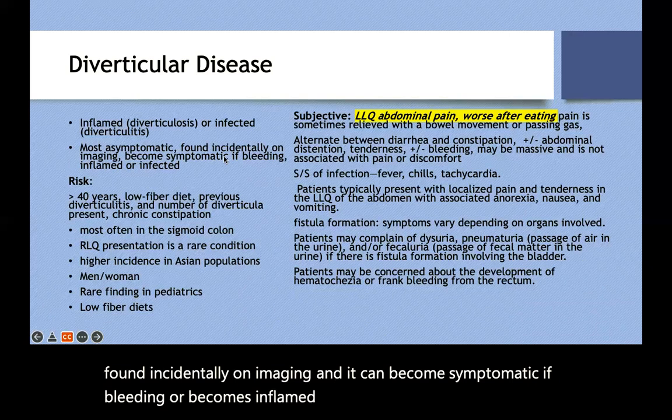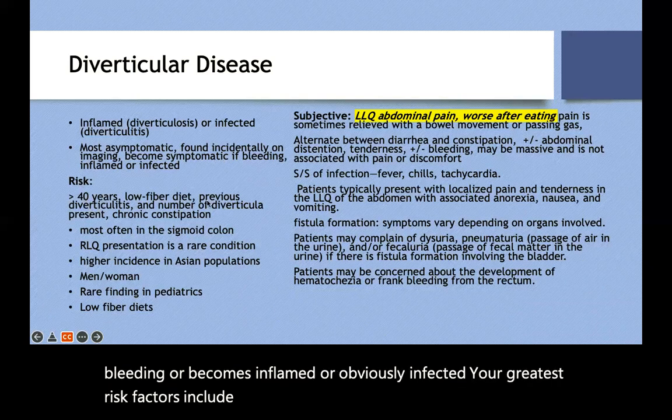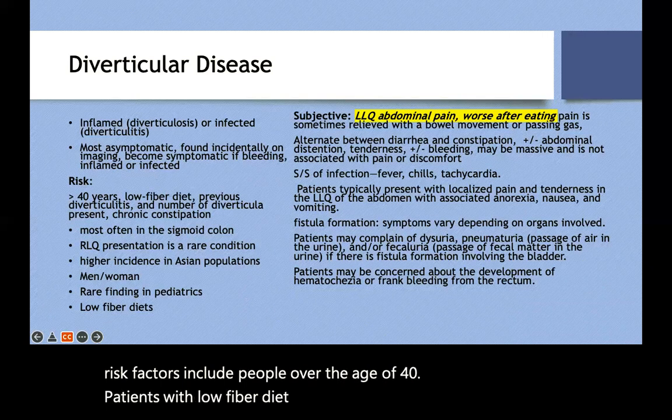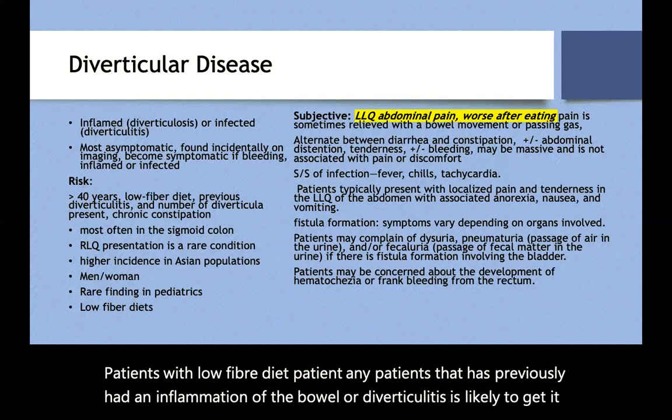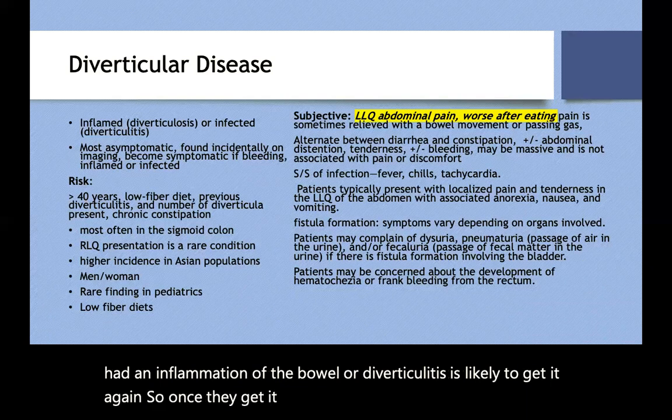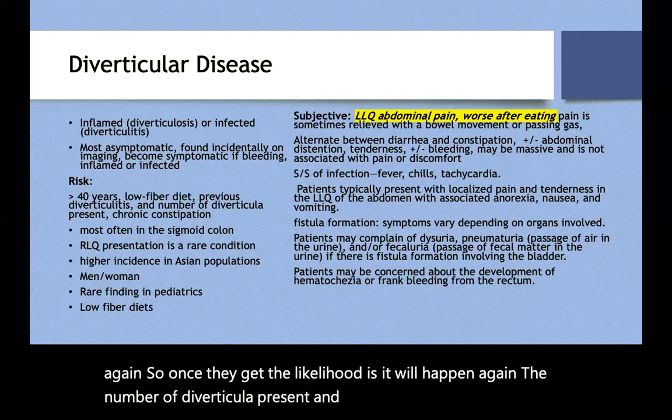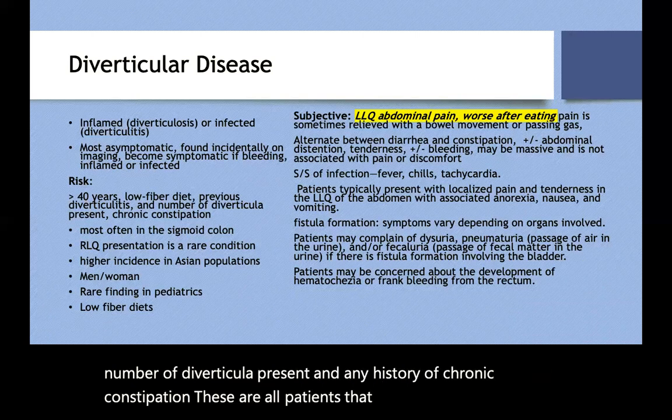Your greatest risk factors include people over the age of 40, patients with a low fiber diet, and any patient that has previously had an inflammation of the bowel or diverticulitis is likely to get it again. So once they get it, the likelihood is it will happen again. Other risk factors are the number of diverticula present and any history of chronic constipation. These are all patients that are high risk for diverticular disease.